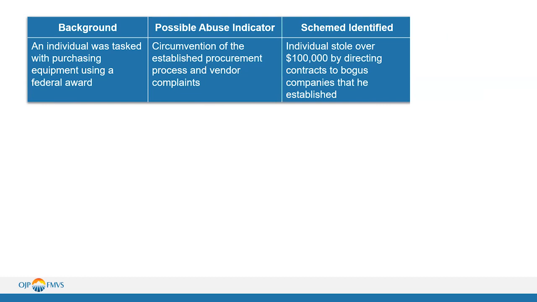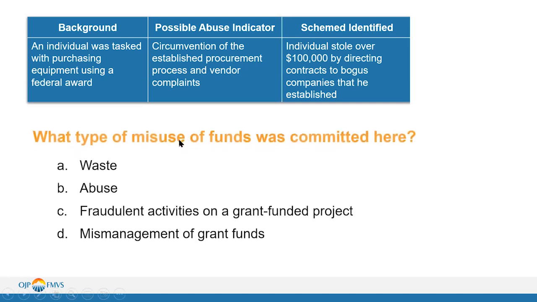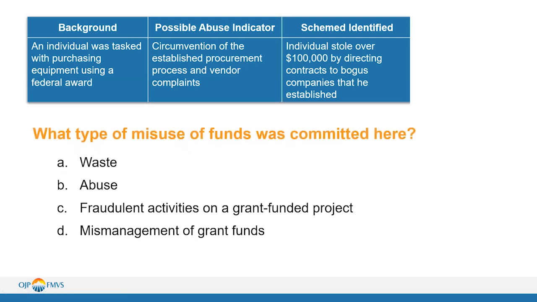But Carlin, why don't we walk through this and I'll handle the poll questions too. Okay. So the background is an individual was tasked with purchasing equipment using a federal award. The possible abuse indicators: circumvention of the established procurement process, and vendor complaints. The scheme identified: the individual stole over $100,000 by directing contracts to bogus companies that he established. What type of misuse of funds was committed?